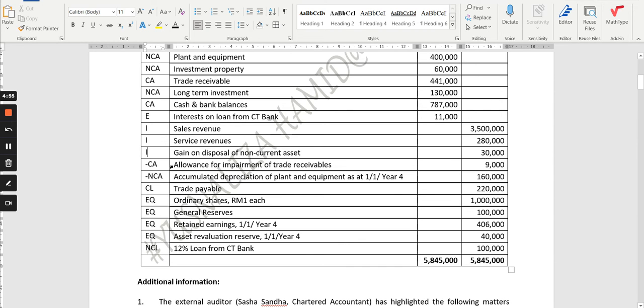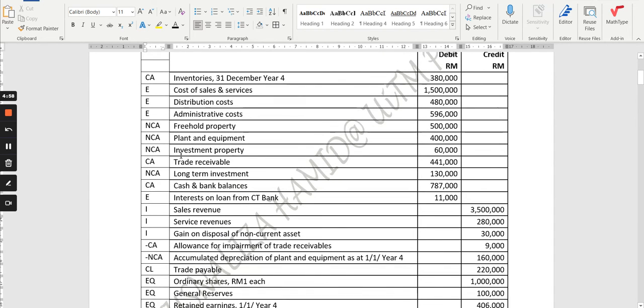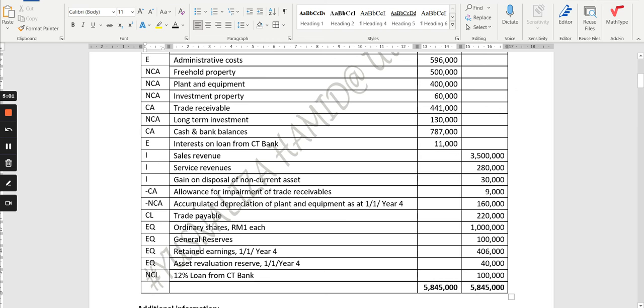Allowance is a negative asset account for trade receivable. Accumulated depreciation is also a negative asset account for the non-current asset. Here for the PPE, negative non-current asset account, because it will be adjusted or deducted against the PPE that are depreciable items. Current liabilities, ordinary shares are equity. If you come across redeemable preference shares, they are not equity. They are non-current liabilities.